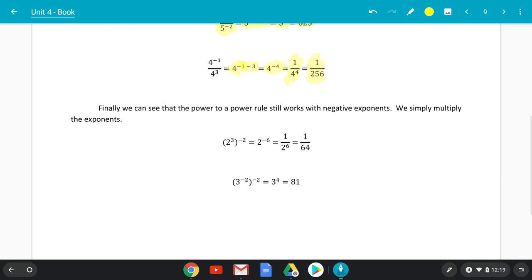Finally, we can see a power to a power. We simply multiply the exponents. So here we would have 2 cubed raised to the negative 2 power. Negative 2 times 3 is negative 6. We don't like the negative, so we write the reciprocal of it, or 1 over 64. Then 3 to the negative 2 power raised to the negative 2 power. Negative 2 times negative 2 gives us a positive 4, so 3 to the fourth is 81.